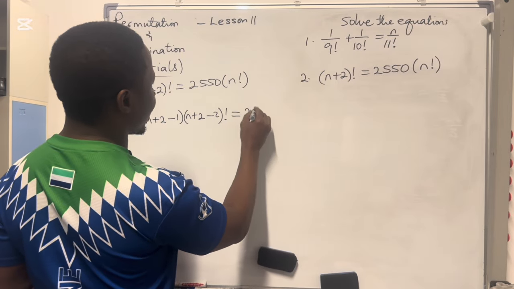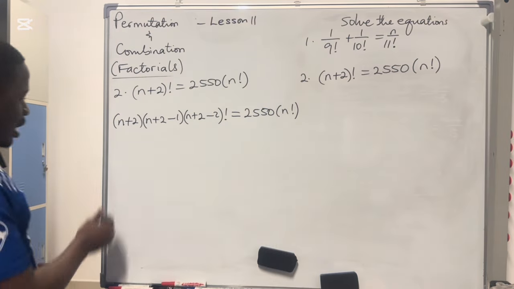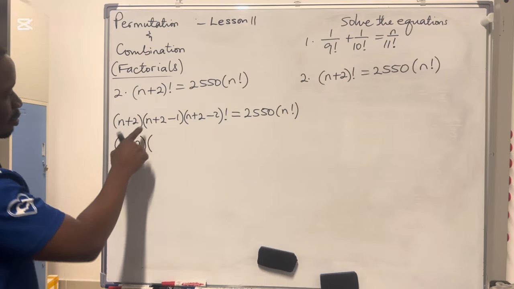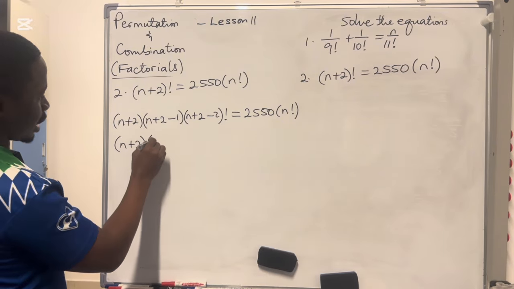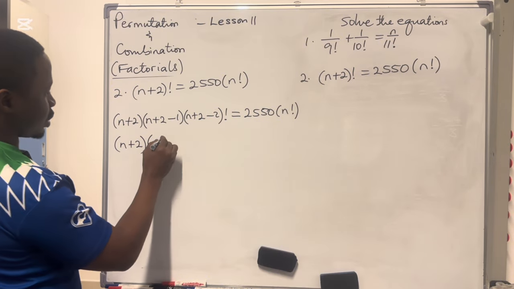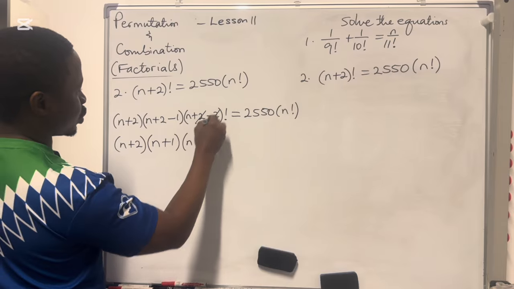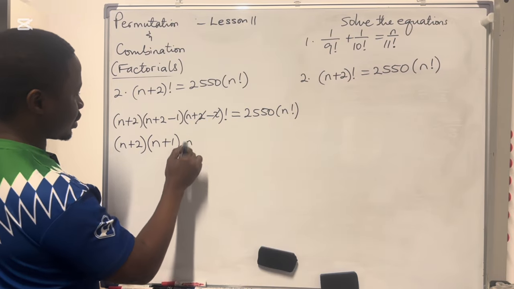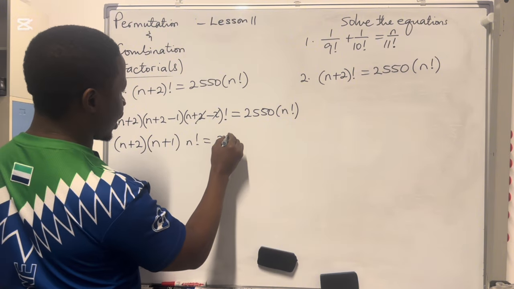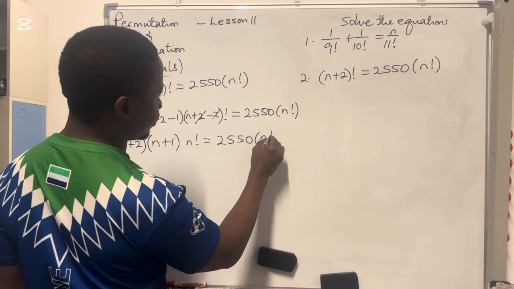So n plus 2 times n plus 1 times n factorial is 2550 n factorial. This is n plus 2. This is n. 2 minus 1 is what? Is 1. So here is n plus 1. 2 minus 2 is 0. So what remains is n, which is what? 2550 n factorial.